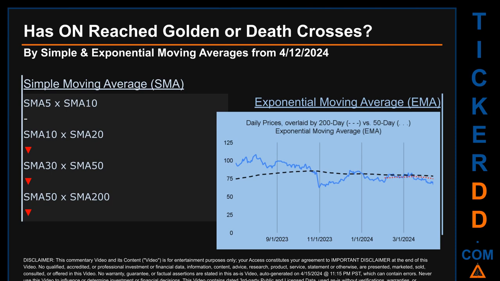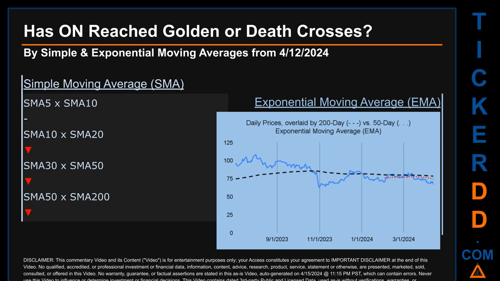Has ON price reached golden or death crosses? Golden cross and death cross are basic signals that compare average prices across two specified trade day ranges, a short-term versus a long-term range. For example, 5-day versus 10 trade days. Essentially, a golden cross is a bullish signal. It appears when a ticker's short-term moving average crosses above its long-term average. Vice versa, a death cross is a bearish signal when the short-term crosses below its long-term moving average.